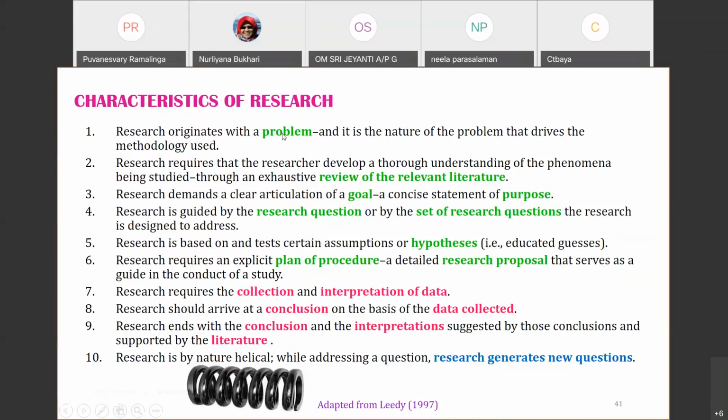This is the one that I asked you to think about, the problem, or the reason why you want to do this. It's always related to the problem. Okay, the research questions, and then here, research requires that the researcher develop a thorough understanding of the phenomena. That's why you are doing the reading list ahead of time. The first assignment, reading list, means I want you to read and understand what's going on with your topic. Then you have that kind of confidence to move further with your research goal.